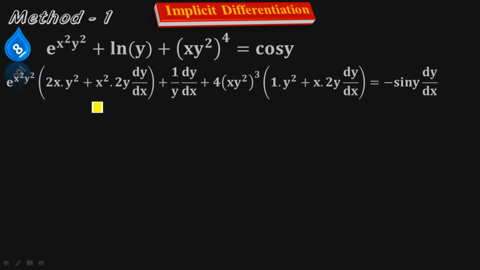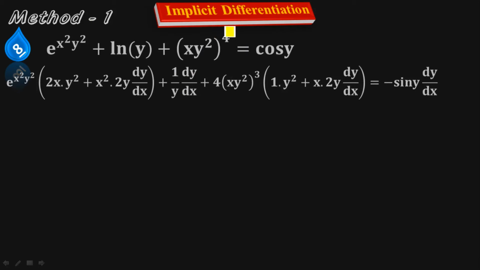After applying the product rule, I got this expression where I took the derivative of the first function, which is x squared. So the derivative of x squared is 2x, times the other function as it is, y squared, don't disturb it, plus the first function as it is, times the derivative of the second function, which is y squared. So the derivative of y squared is 2y times dy/dx, plus natural log of y. The derivative of natural log of y is 1 over y times dy/dx.